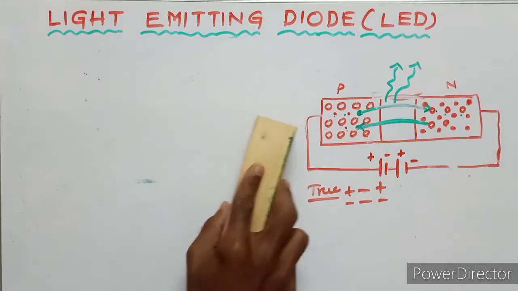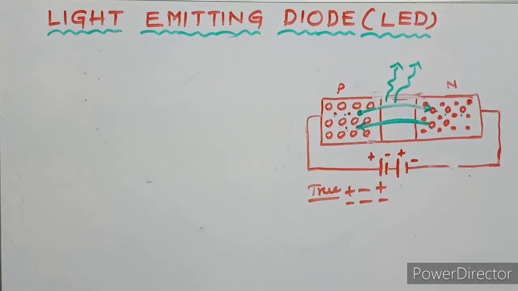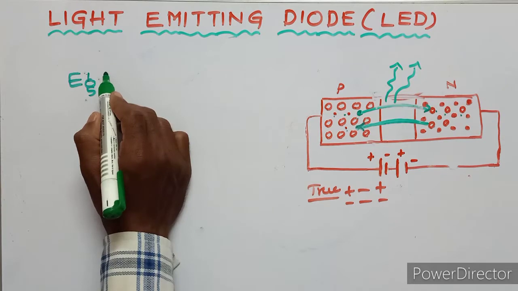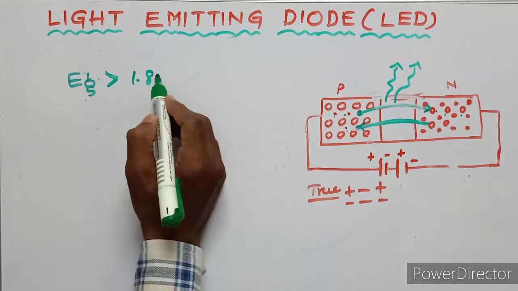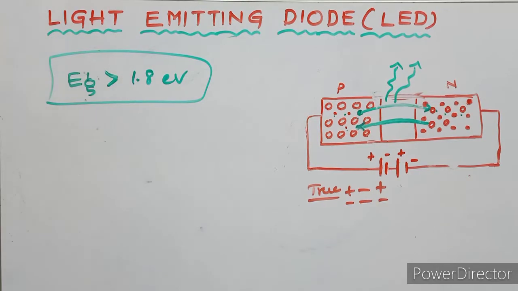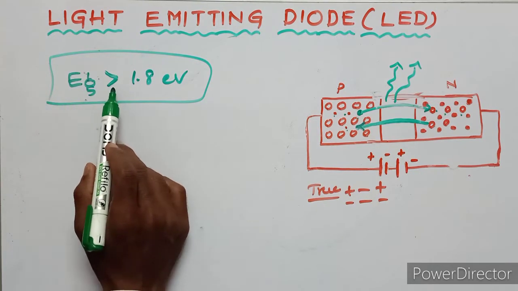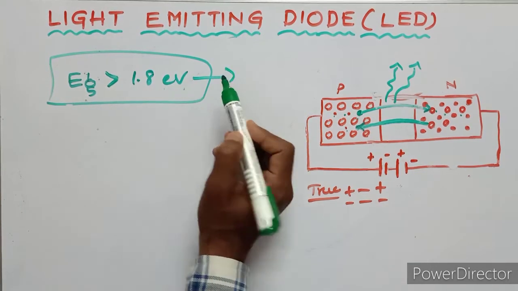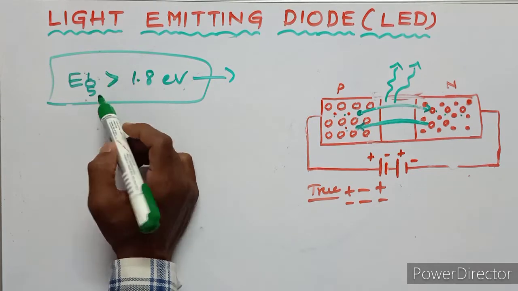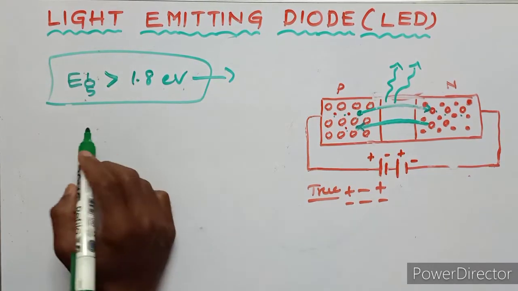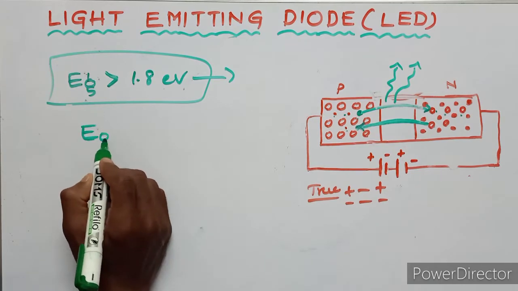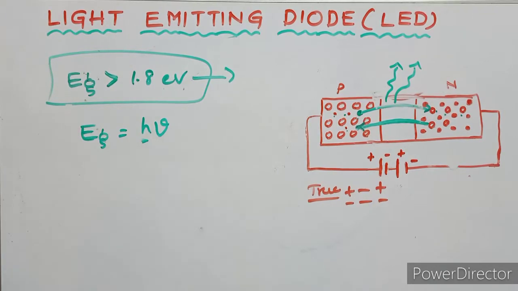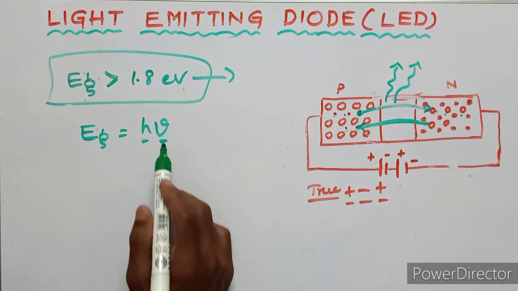In a light emitting diode, the main thing is the energy gap. Okay, the energy gap is greater than 1.8 electron volts. This is the condition. If the energy gap is greater than 1.8 electron volts, then the light is visible. If less than 1.8, it's invisible. So energy equals h nu. Here h is Planck's constant, nu is the frequency.